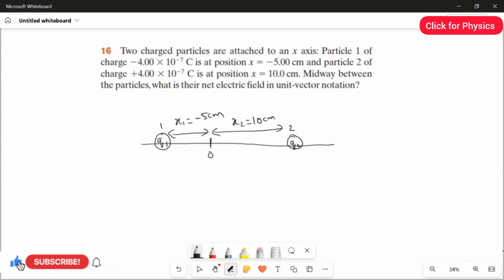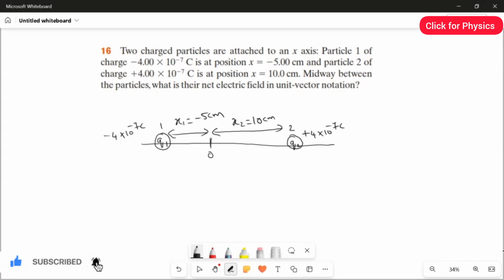Now we have these two charges, and they also mentioned the value of the charges. The first charge value is minus 4 × 10^-7 coulomb, and the second charge value is plus 4 × 10^-7 coulomb. So one is positive, one is negative. The first charge q1 is negative and the second charge q2 is positive. Now what they ask is the net electric field at the midpoint between these particles.